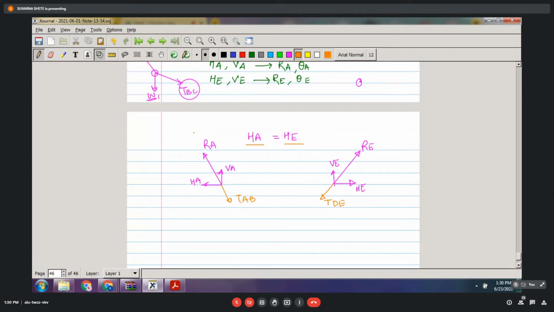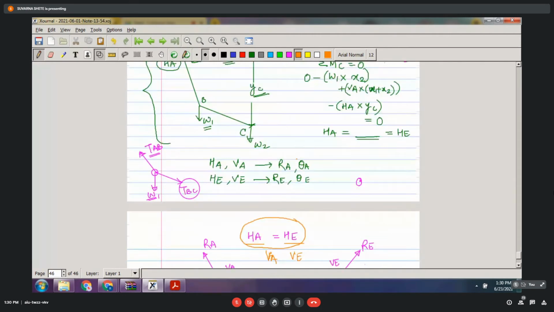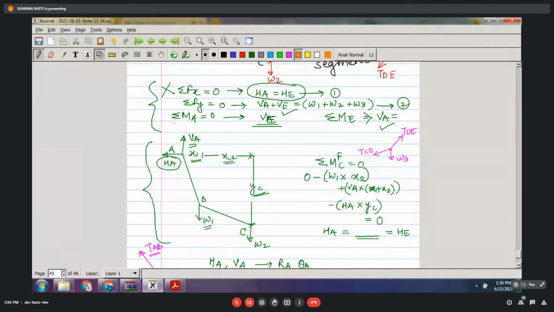Vertical component. I will compare VA and VE. Yes or no? Yes, ma'am. Because this is for sure, as both supports are at equal level, their horizontal components balance each other. So the only comparable parameter is the vertical component of both reactions, which I get from the first moment equation, right? Yes, ma'am.